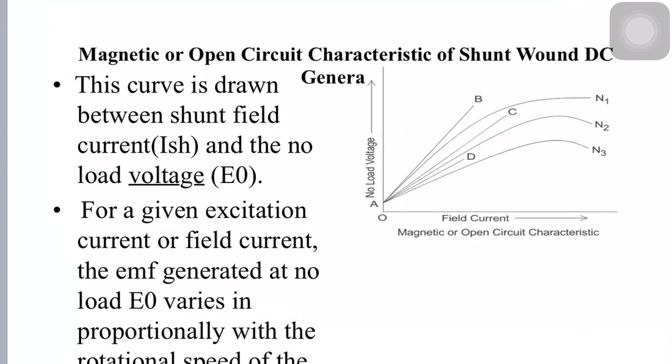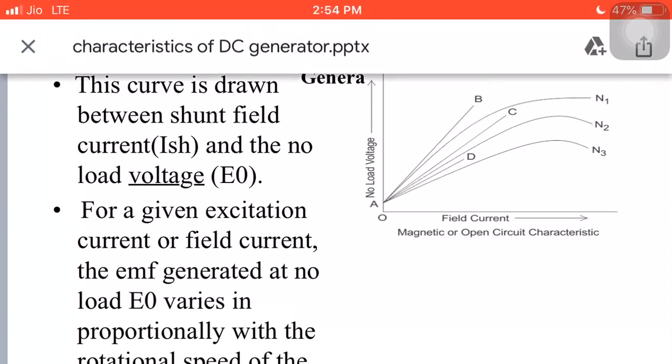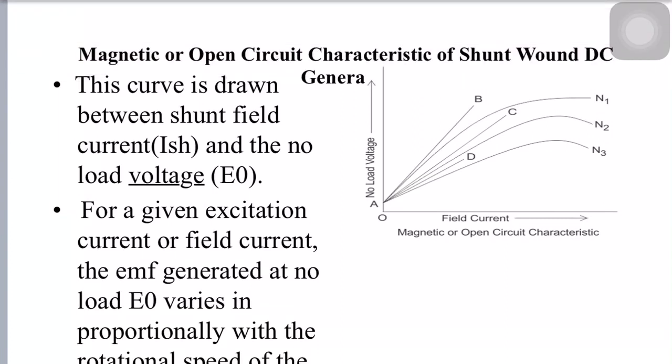Next, the magnetic or open circuit characteristics of the shunt wound DC generator. This curve we can draw between the shunt field current I_SH and the no load voltage E0.